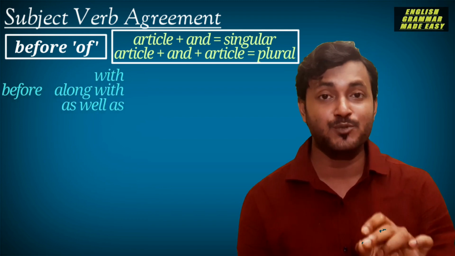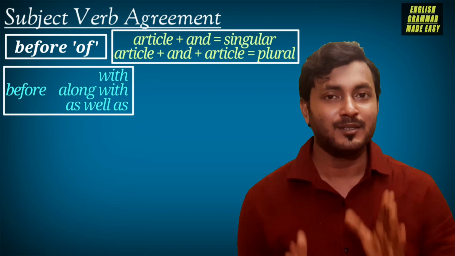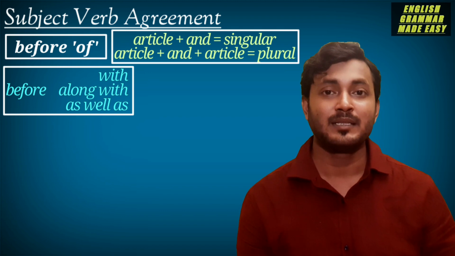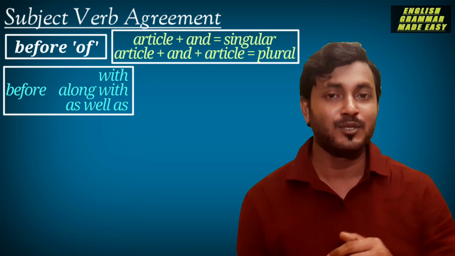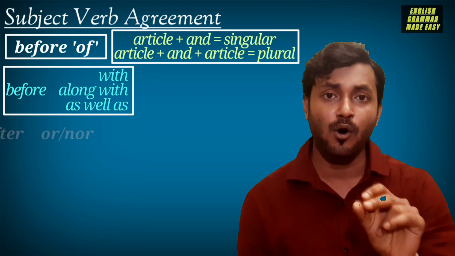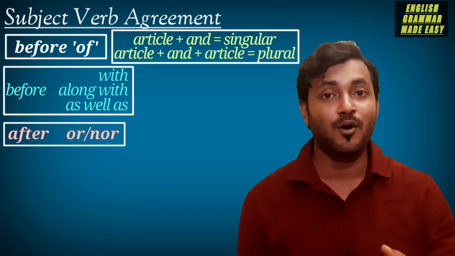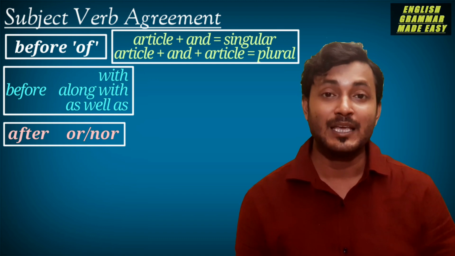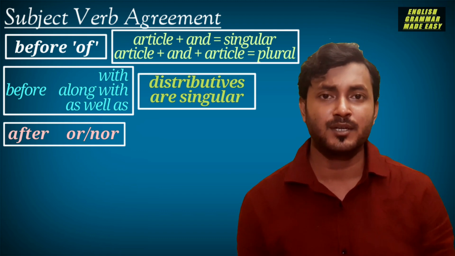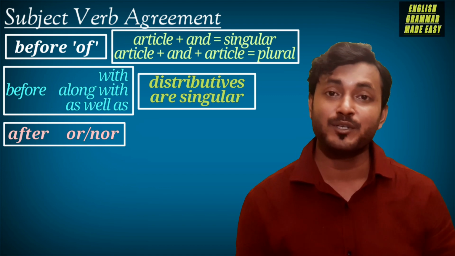Now, if you see with, as well as, or along with used to add information to a word, then the word written before with, as well as, or along with will be treated as your subject. That's why if we say the king with all his attendants, our subject will be the king and not attendants. Next one, if you see or, nor as part of the subject, your subject is the word that is written after or, after nor. If you see each, every, either, neither, everyone, everybody, etc.